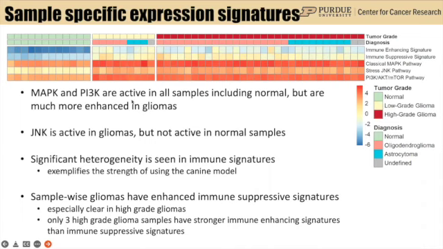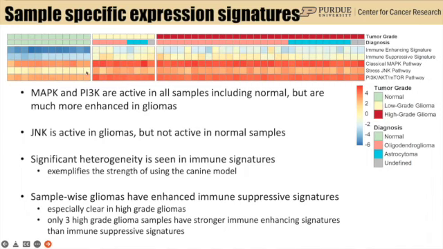And you can see that the MAPK and the PI3K pathways are highly enriched and active in all the samples, including normal, so you have orange colors across each of the samples. These pathways are active in normal samples, but they are much more enhanced in gliomas. Additionally, the JNK pathway is active in gliomas, but it's not active in normal samples, so it's got an enrichment score of around 0.